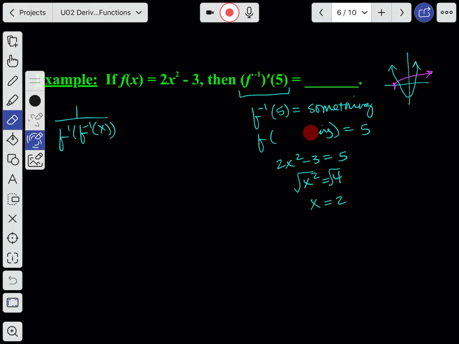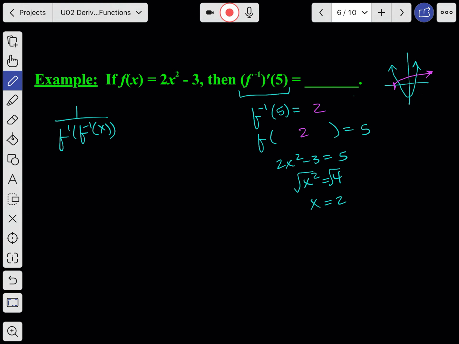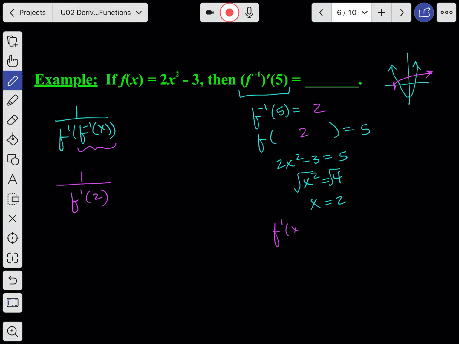So let me come in here. We know this is going to be 2 now. All right, that is this y value right here. So I've got 1 over f prime of 2. Okay, so now we need to find the derivative and evaluate it at 2. If your function is 2x squared minus 3, well, my derivative, f prime of x, is going to give you 4x. f prime at 2 will give you 4 times 2, which is 8. And so this just gives us 1/8. So that wasn't too bad.